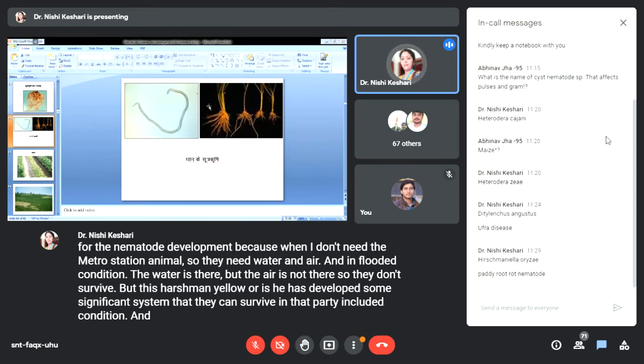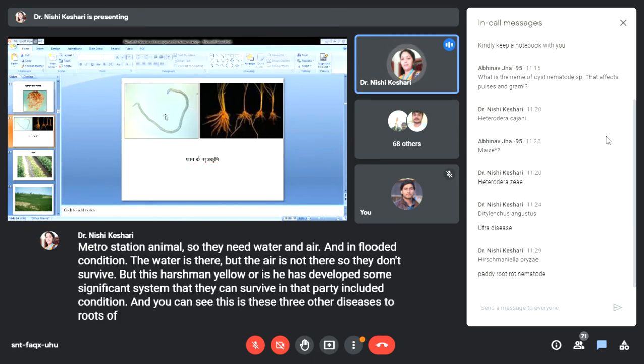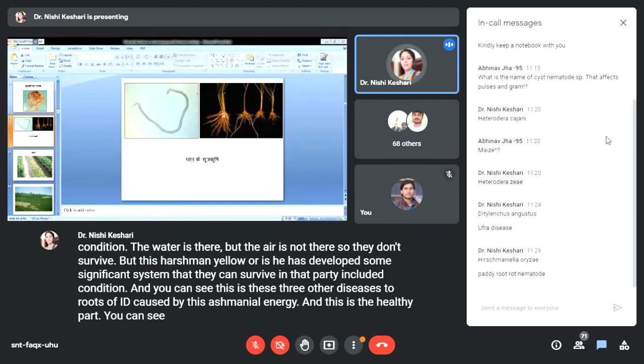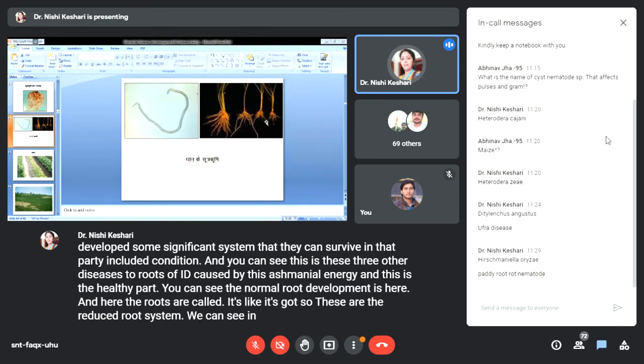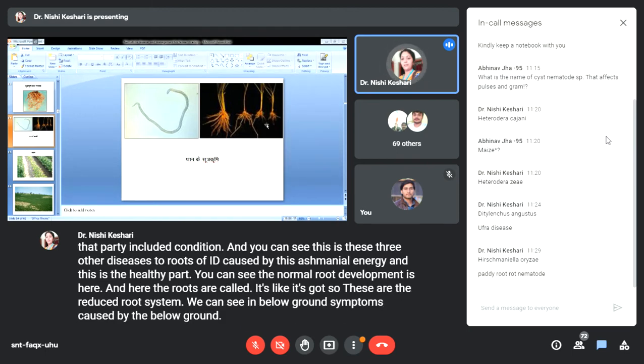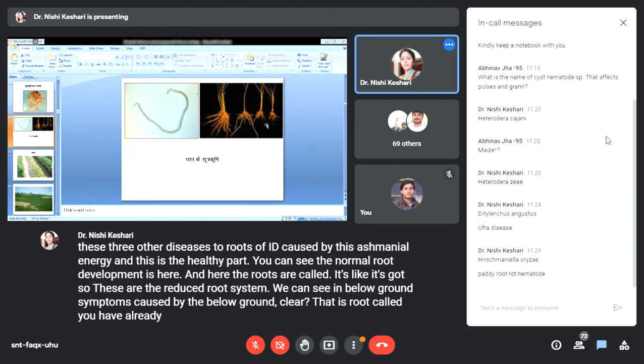You can see these three are the diseased roots of paddy caused by Hirschmanniella oryzae, and this is the healthy part. You can see the normal root development here, and here the roots are scorched. It's like scorched. So these are the reduced root system. You can see below ground symptoms, like in root knot, you have already seen. Reduced root system.